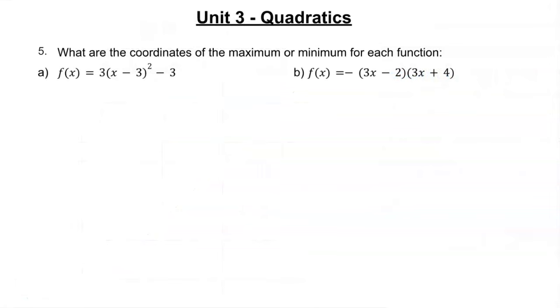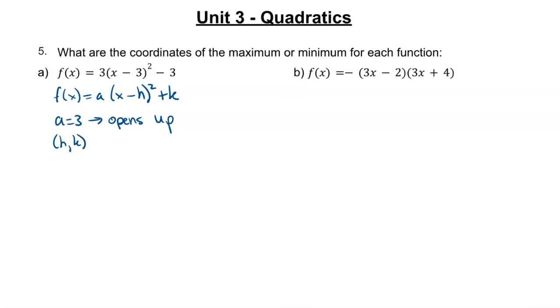The first of the 5 questions that we're going to look at for quadratics says, what are the coordinates of the maximum or minimum for each of the 2 functions shown? Now, it's important to note that this is already in vertex form in part A. So a times x minus h all squared plus k. The a value is 3, which means that it opens up because it's positive. And the h and k represent the coordinates of the vertex. So that means the vertex is at 3, negative 3.